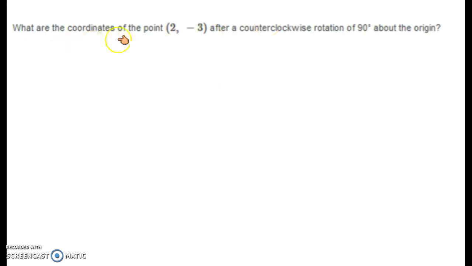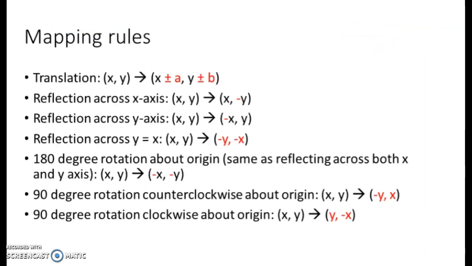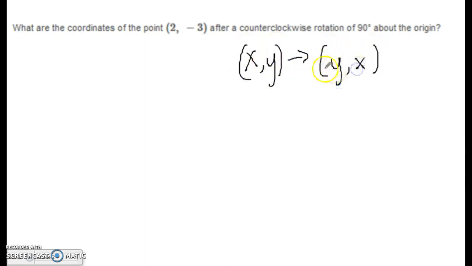So, the first question says, what are the coordinates of (2, -3) after a counterclockwise rotation of 90 degrees about the origin? So I'm going to go back here and steal this mapping rule. Counterclockwise mapping rule says, change the order of x and y and change the sign of y. I'm going to go ahead and write that down. Take your point, change the order, so y would come first, and then we want to change the sign of y.